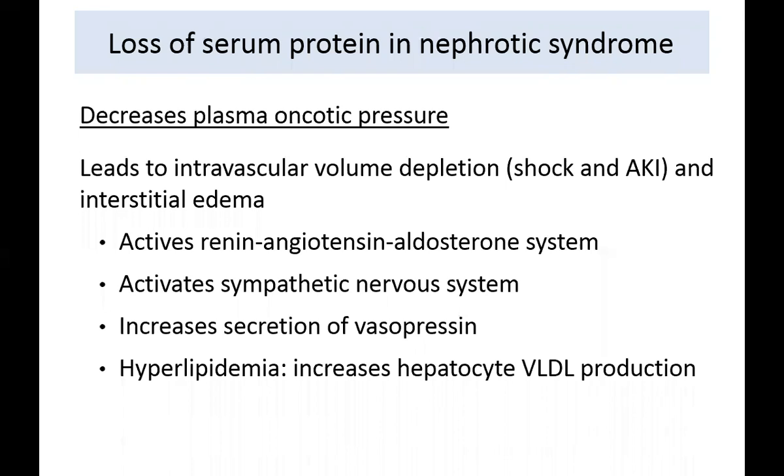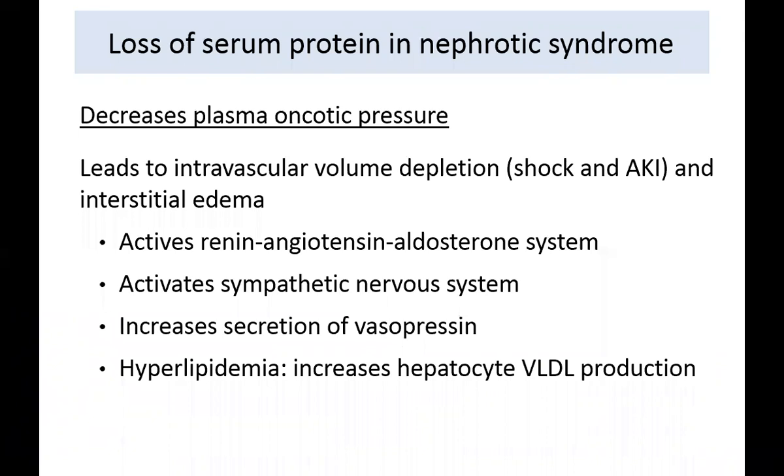This decreased perfusion of the kidney upregulates the systems that we've talked about, including the renin-angiotensin system. It's trying to increase sodium and water reabsorption. Low blood pressure activates the sympathetic nervous system, again to try and increase kidney function and upregulate sodium and water reabsorption. There's secretion of vasopressin to increase water reabsorption. And again, there's this increased lipoprotein synthesis by the liver, and you get a hyperlipidemia.